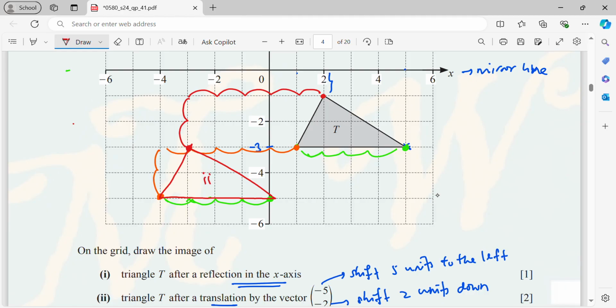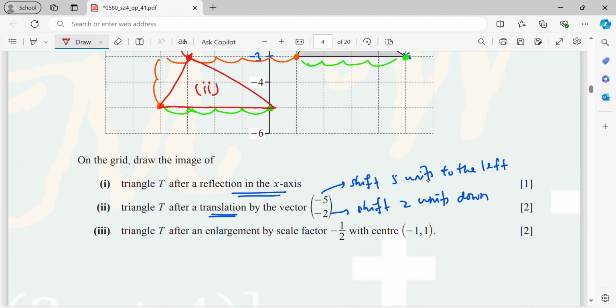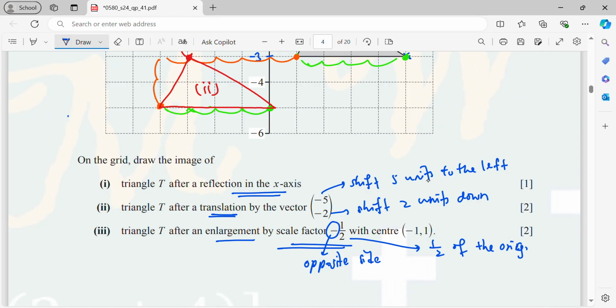So this is my second answer. Okay, now part 3. The triangle T after an enlargement by the scale factor negative half. So when it is negative, it means it is on the opposite side. Okay, and the half means it is half of the original size. And then with the center minus 1, 1.